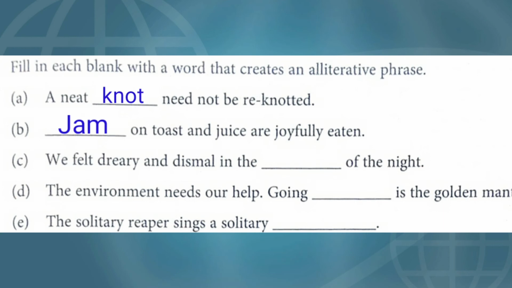Next one. We felt dreary and dismal in a dash of the night. The answer, we felt dreary and dismal in the dead of the night. Next one, the environment needs our help. Going dash is the golden mantra. The answer is going green is the golden mantra. Next one, the solitary reaper sings a solitary dash. The answer is the solitary reaper sings a solitary song.